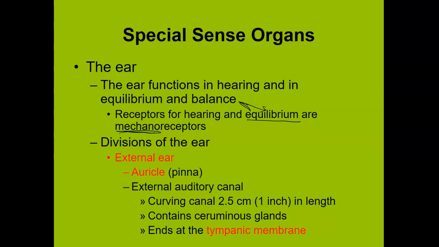So let's first look at the different parts, or break up the ear into divisions. You have the external ear, the auricle, the pinna, the part that you see sticking up, that's the outer ear. The external auditory canal, your ear hole, is about 1 inch in length. It contains lots of ceruminous glands, which make cerumen, or earwax, and it ends at the tympanic membrane.